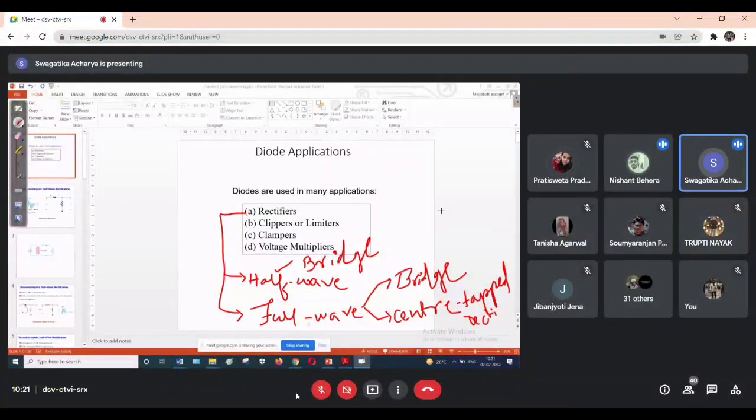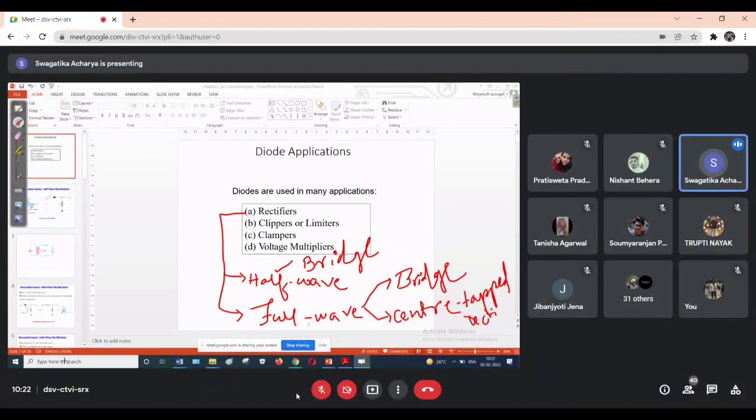Half wave, full wave, and bridge. Right. So the classification differs according to the book. Or in some books it is bridge rectifier and center tap rectifier also. So there is no problem with that. That much you know, right?